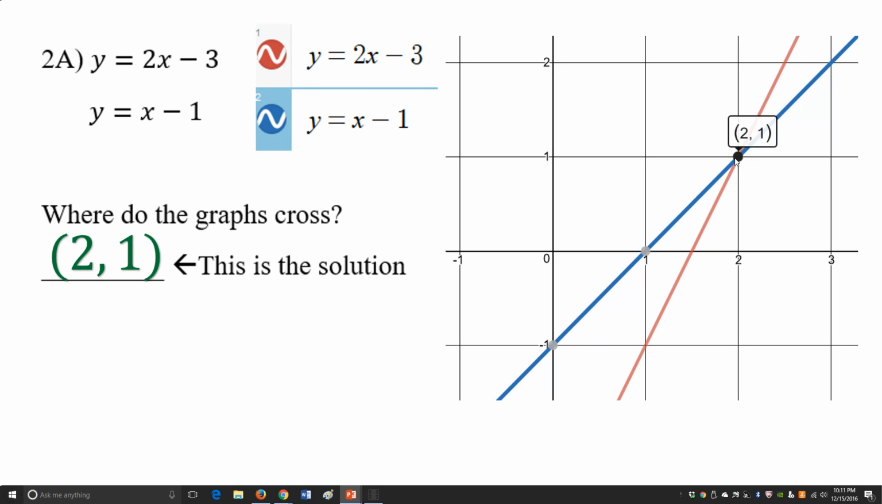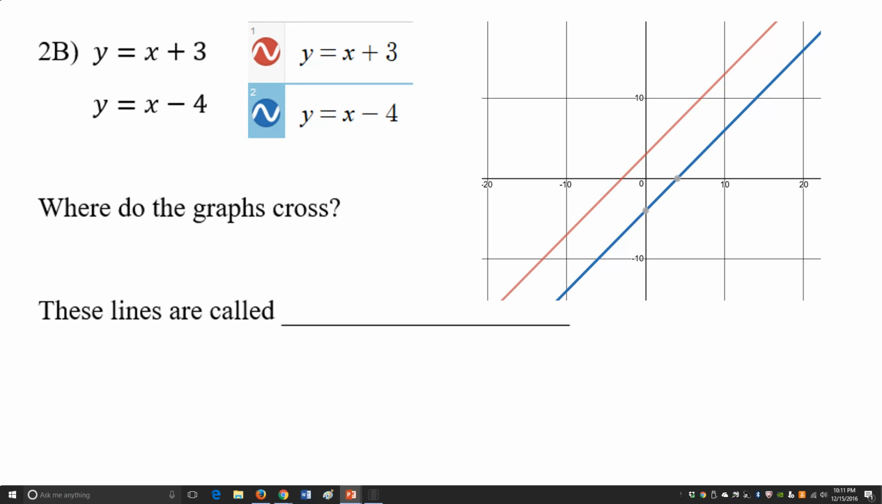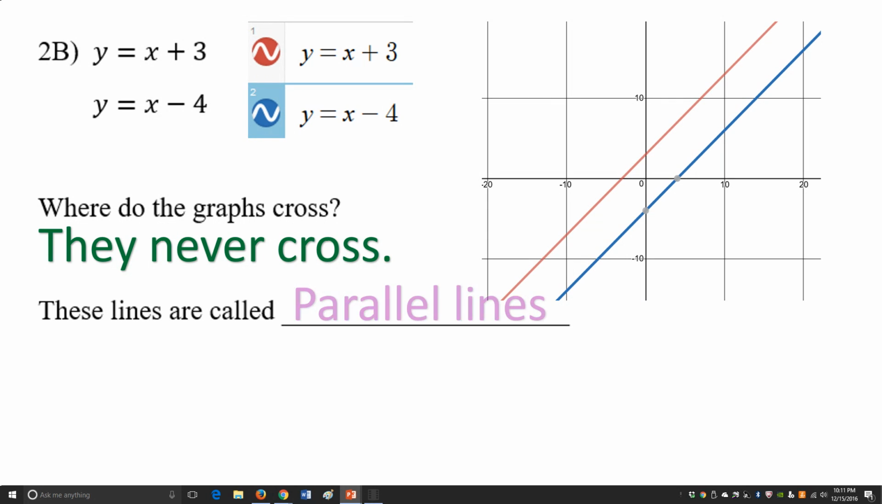I'd like you to try 2b next. Please enter the system of equations you see on your paper. If you did that one accurately, it should look like this. Now it says, where do the graphs cross? So where do they cross? They never cross, okay? Hopefully maybe some of you will remember what these kind of lines are called. It starts with a P. They're called parallel lines, and parallel lines will never cross. They're like train tracks. They will go on and on forever.